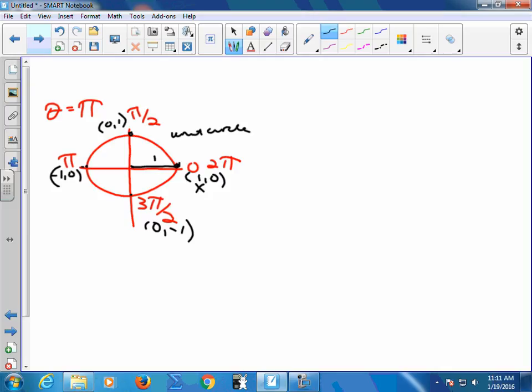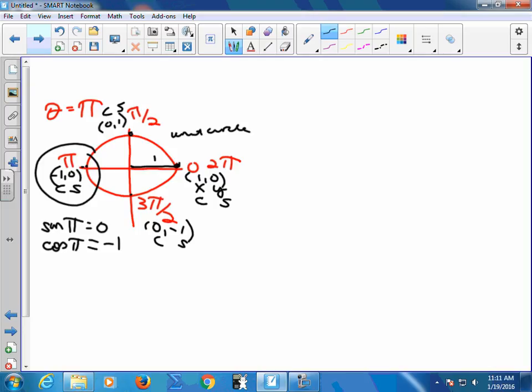So we know this is an xy point, and we know on the unit circle, because our radius is 1, that r is not needed, so this is our cosine, this is our sine. So when we're looking at pi, we say, okay, sine of pi. The sine of pi is its y value, 0. Cosine of pi is its x value, -1. And the tangent of pi is y/x, 0 over -1. What is 0 over -1?